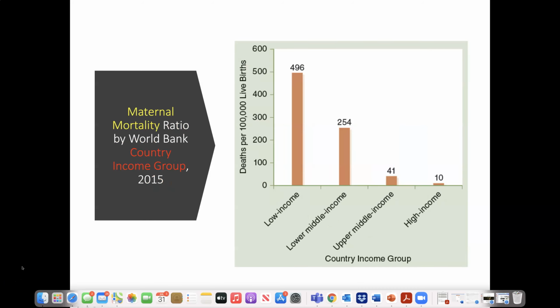So next, let's look at maternal mortality ratio. So this is a measure of the risk of death that is associated with childbirth. And as you can see, it's a ratio. It's the deaths per 100,000 live births. And again, you can see low-income countries is at 496 deaths per 100,000 live births, whereas high-income countries, you can see it's 10.